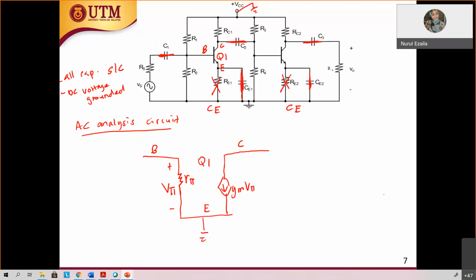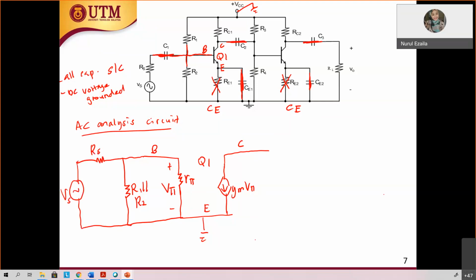At the base, what do you have here? You have R1 to the ground and R2 to the ground. Therefore R1 and R2 become parallel, R1 parallel with R2. Then you have capacitor C1 as a short circuit, and RS over there, and also VS.